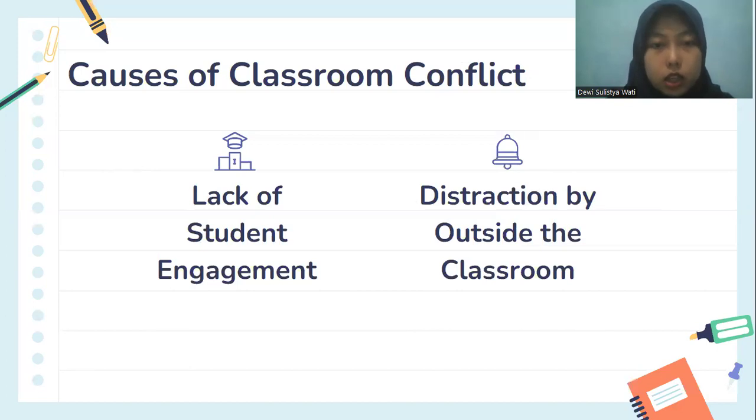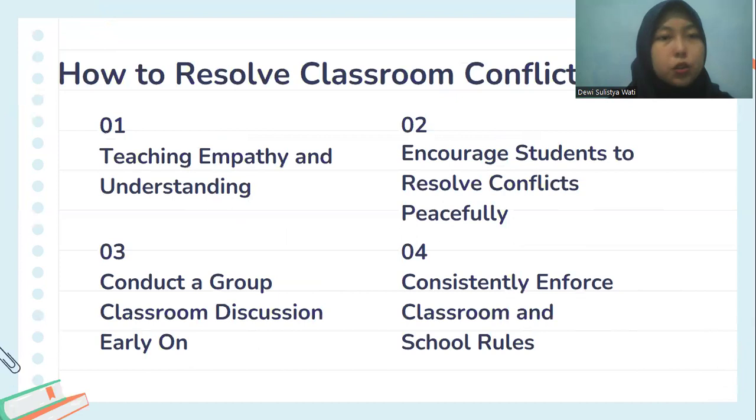And the last is distraction from outside the classroom. Noise that occurs outside the classroom can be distracting for students. This can cause conflict because students cannot focus on learning and look out the window. And how to resolve classroom conflict?